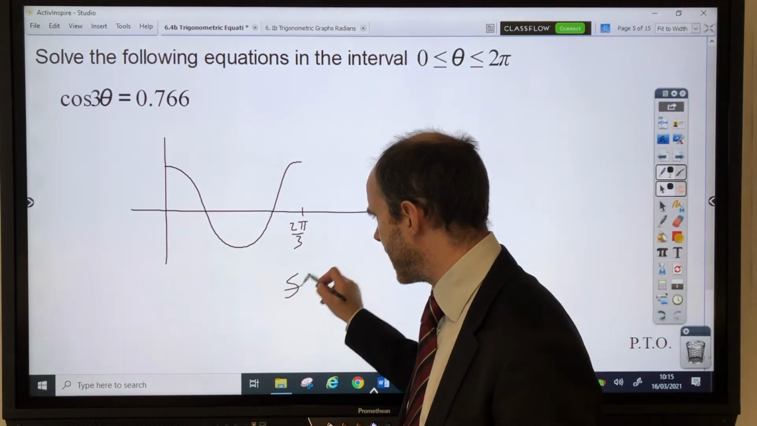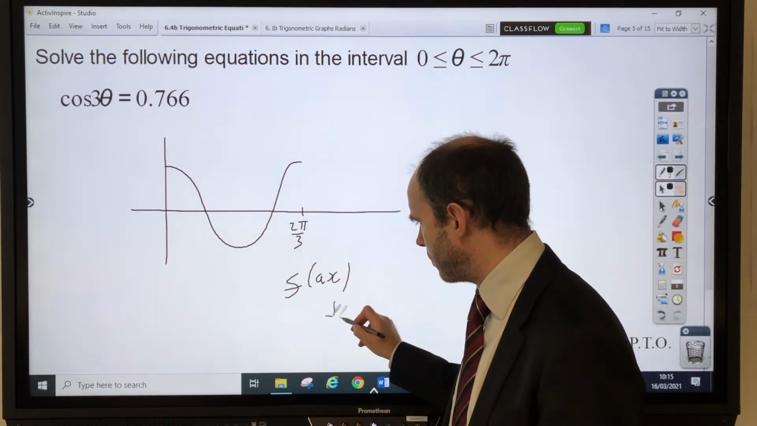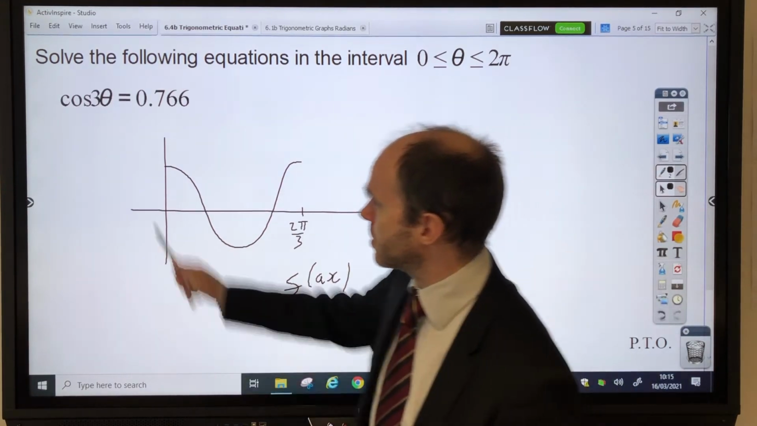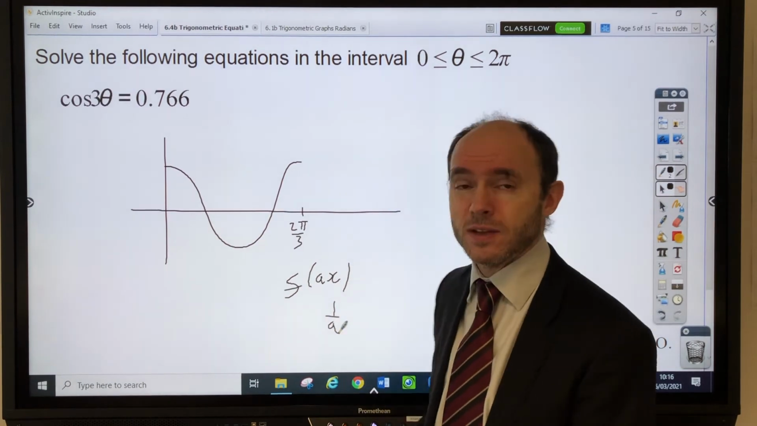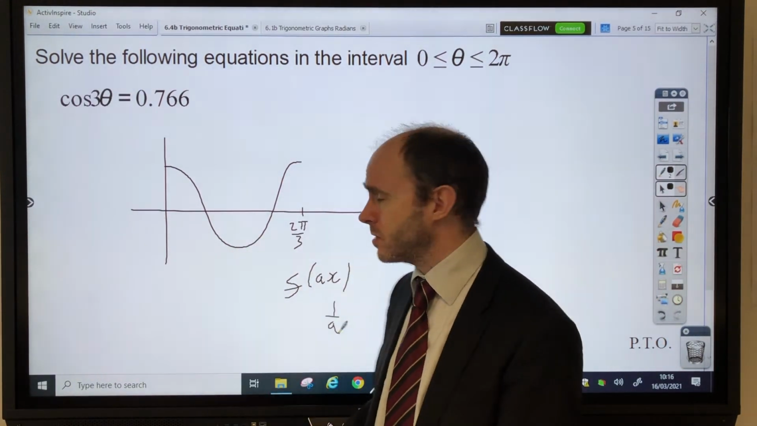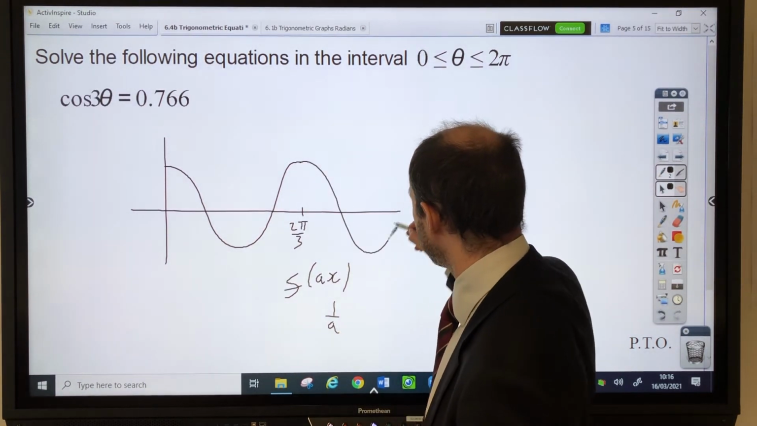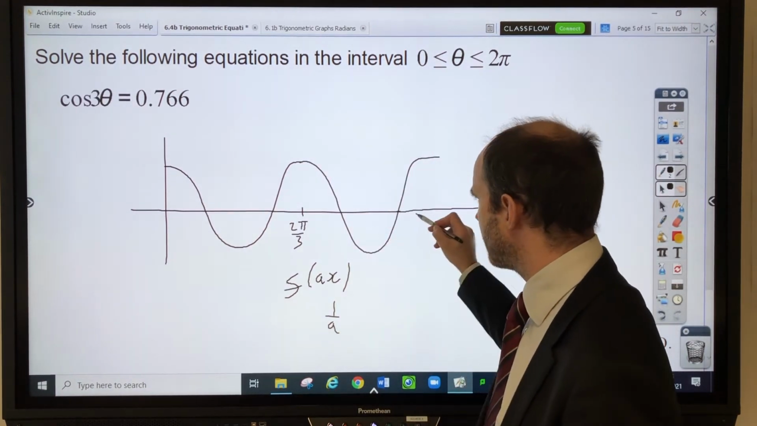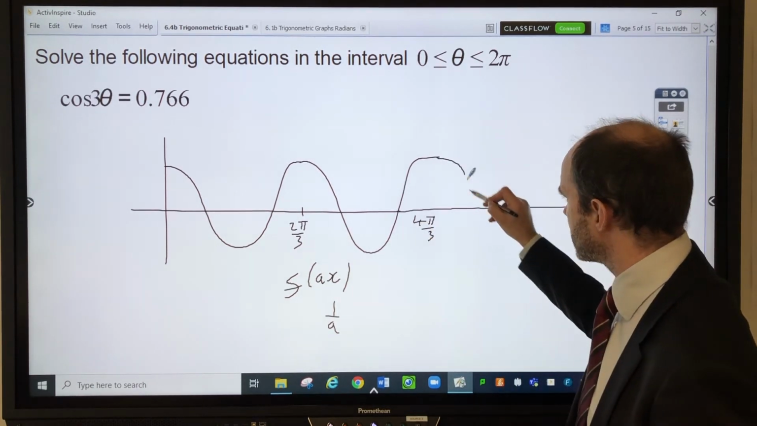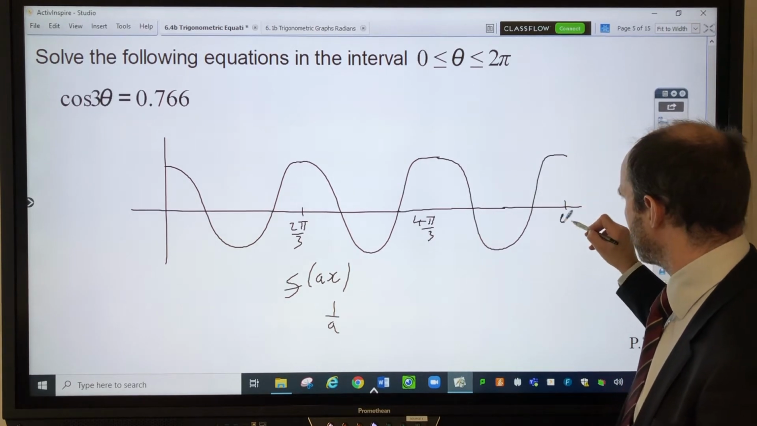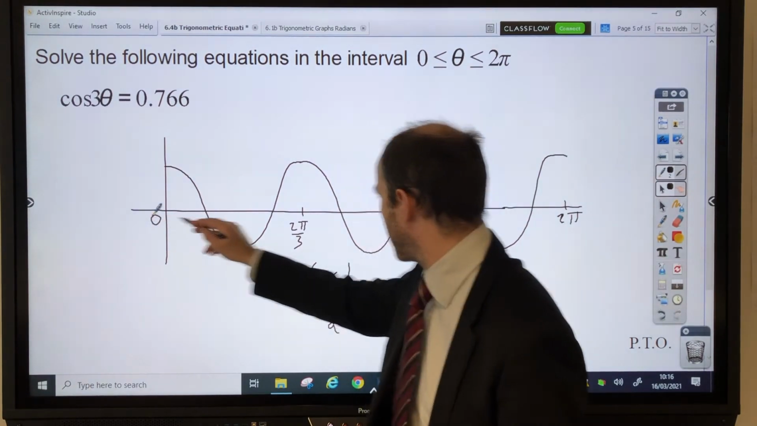Remember the transformation, f of ax, where the transformation is multiplied by a factor of 1 over a in the x direction. So if you multiply by a factor of 1/3 in the horizontal direction, then the graph gets squashed together. So instead of 2 pi, it's now going to be 2 pi over 3. So that means I can fit in another cycle of the graph up to 4 pi over 3, and then another one up to 2 pi. Okay, so that is the graph of cosine 3 theta between 0 and 2 pi.